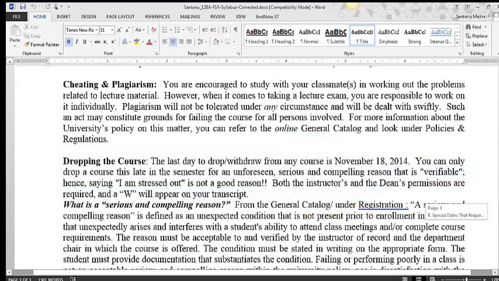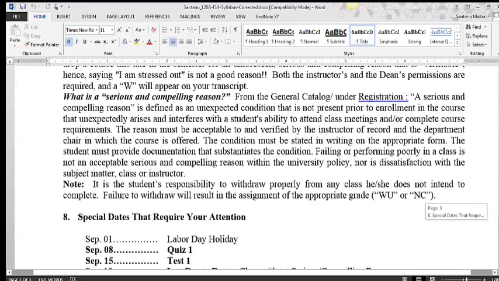Dropping the course, pay attention to the specific dates. If you want to drop the course without showing any specific reason, then you have to do it within your allotted time. If you need to drop the course with special permission, then you need to pay attention to that date too. The special dates are listed down here under 8.